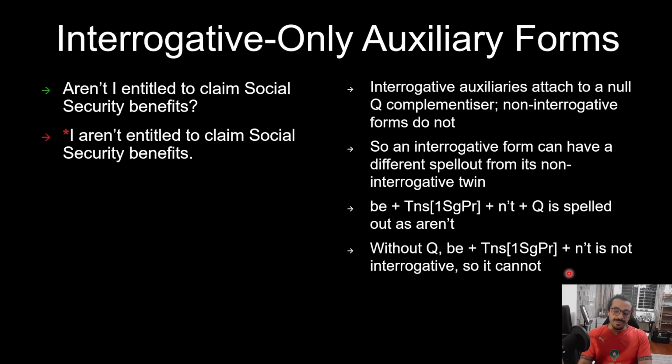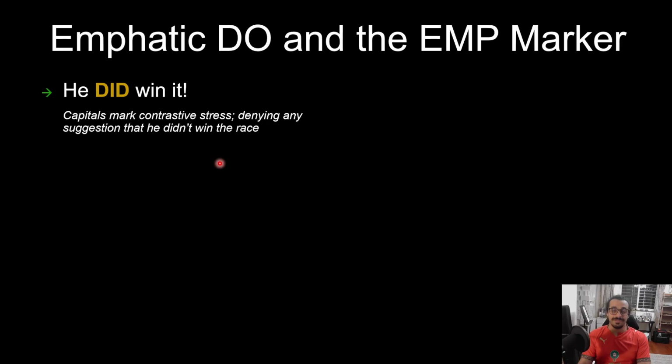So without the Q, then we'll have something different. We can't use it, as we've seen here: "I aren't entitled to claim." So if this is flagged as a sentence that is not correct, we move on to the last bit.